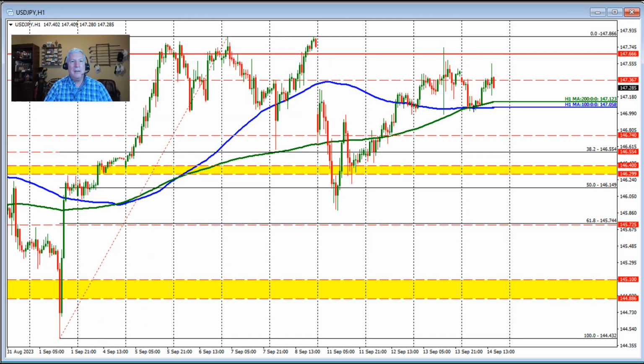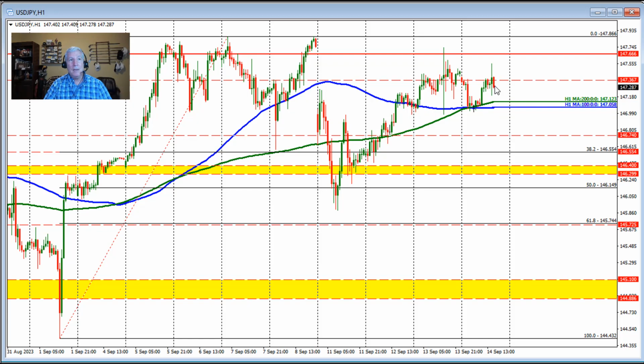Finally, let's take a look at the dollar versus yen. If we look at this currency pair, the price has been wandering above and below the 100 and 200-hour moving averages, the 100-hour moving average earlier this week and yesterday. Yesterday we held the 200-hour moving average in trading. Today those two moving averages converged, and the price did move below both of them during the Asian session, but then we started to find support in the European session against the higher 200-hour moving average at 147.123, and the price is above that level.